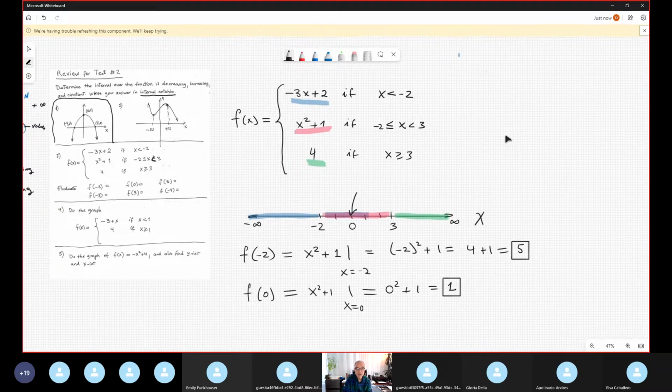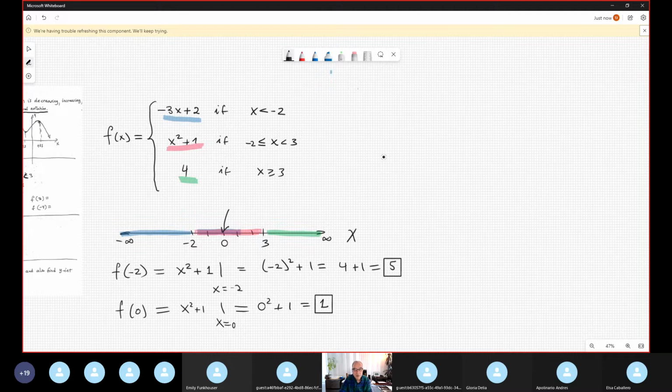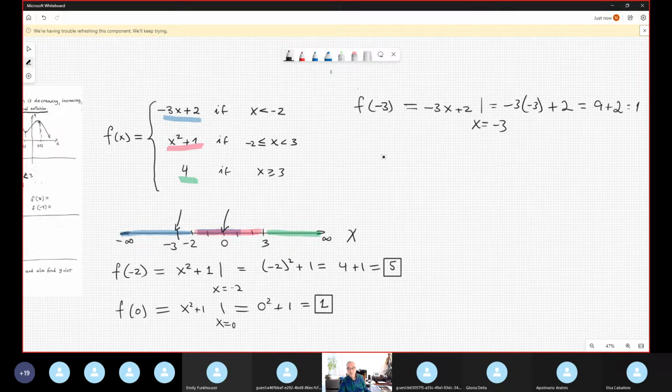Now evaluate at negative 3. Let me try here. Where is negative 3? Oh, negative 3 is here, and negative 3 belongs to the blue. So you select the blue expression, which is minus 3x plus 2, and you evaluate at negative 3. Negative 3 times negative 3 plus 2. Negative 3 times negative 3 is 9, plus 2 is 11. And this is my beautiful final answer. Do you follow me? It's easy.